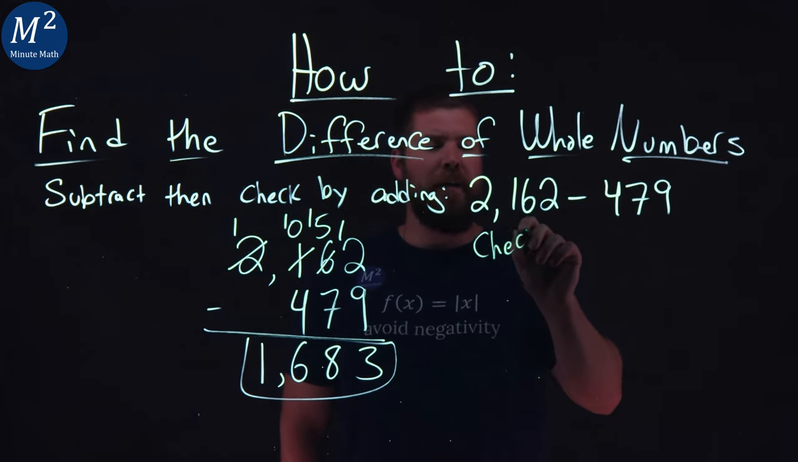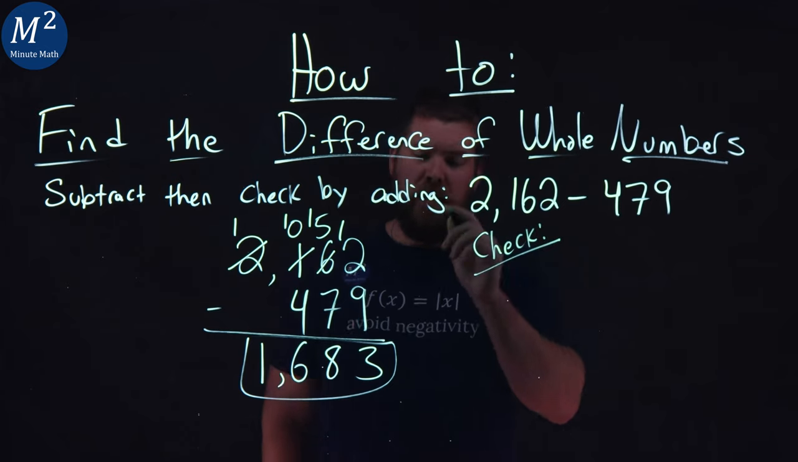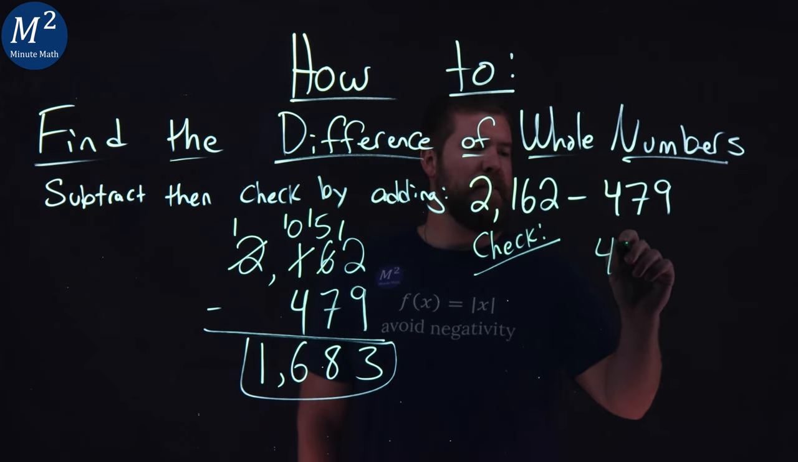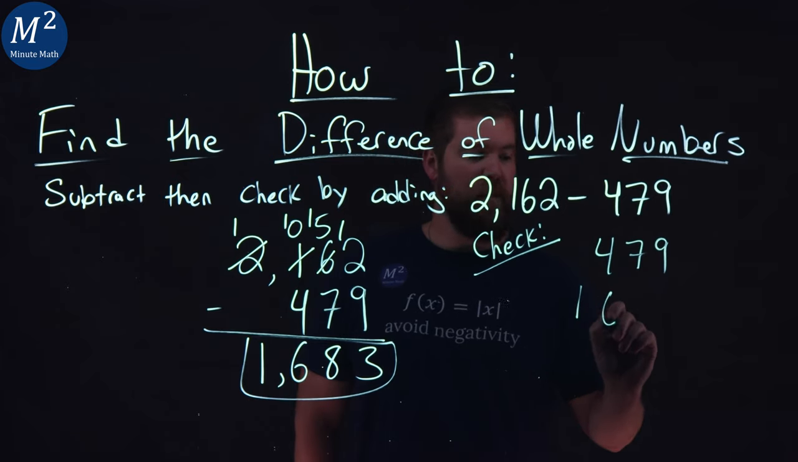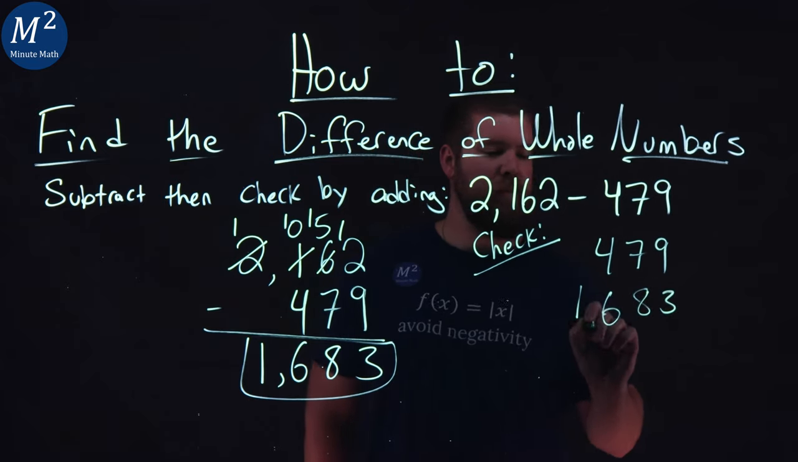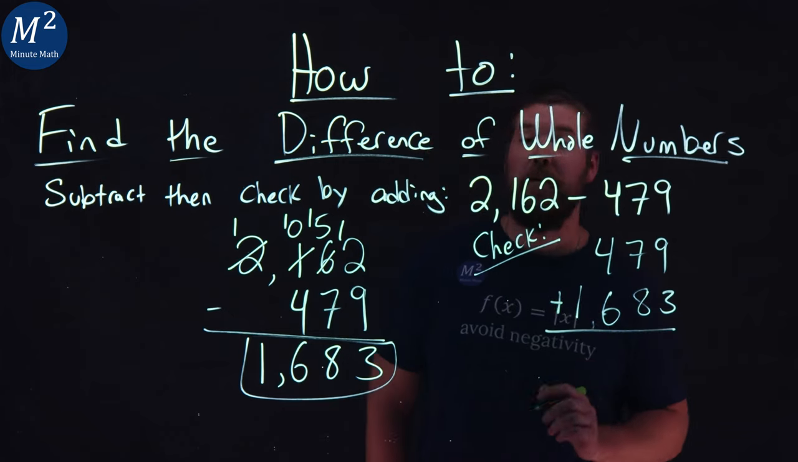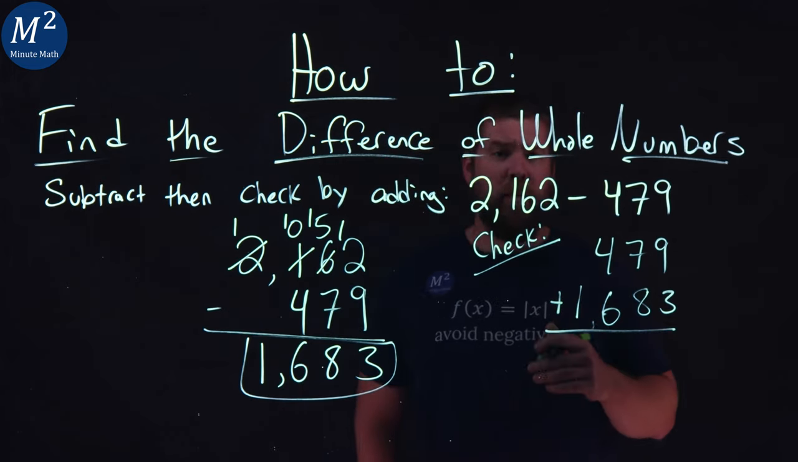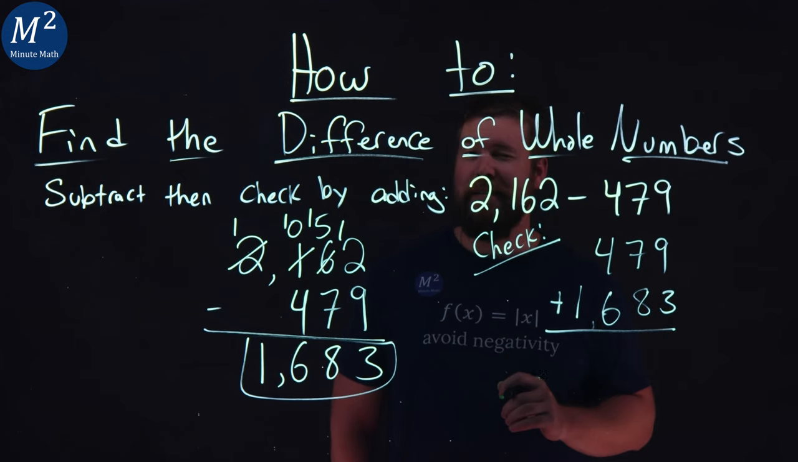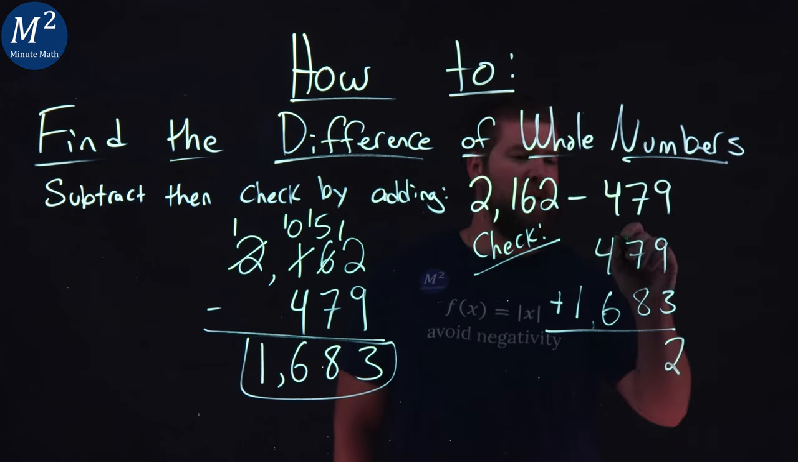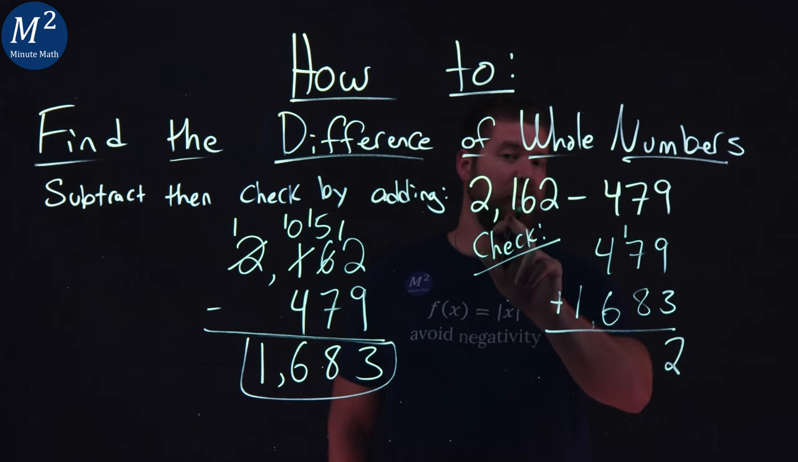But we gotta check it, just to be sure. To check it, I'm going to take my 479 and I'm going to add to it our solution, 1,683, if my marker allows it. So now we want to, well, add this. 9 and a 3 becomes a 12. 2 here, carry the 1. And again, the solution should be 2,162.